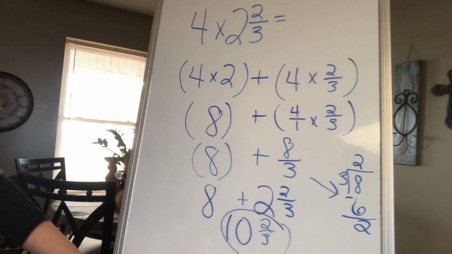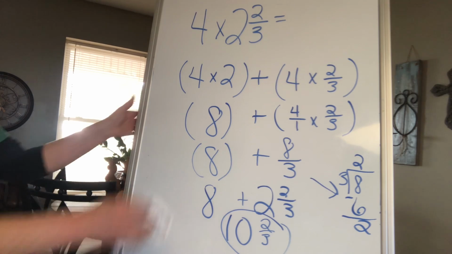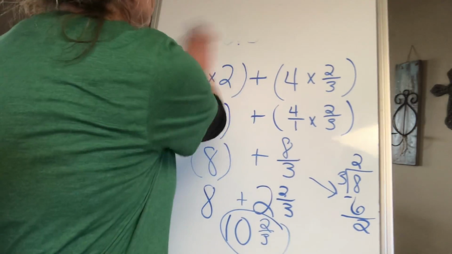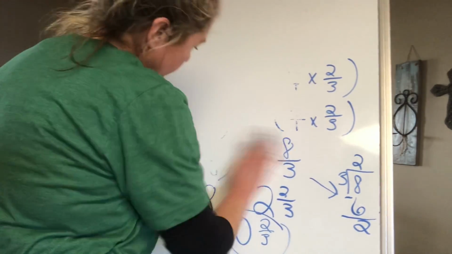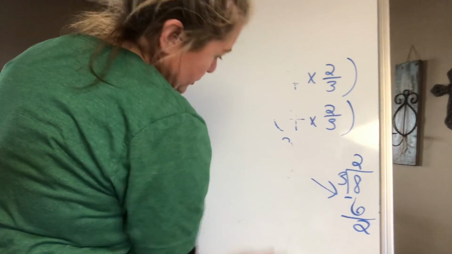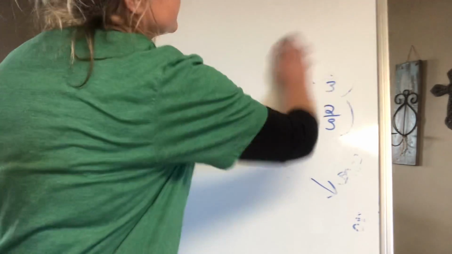So it does not matter to me which way you do it, whether you do the first way or you choose the second way and do distributive property. You are still going to get the same answer. Claire collected 10 2/3 kilograms.